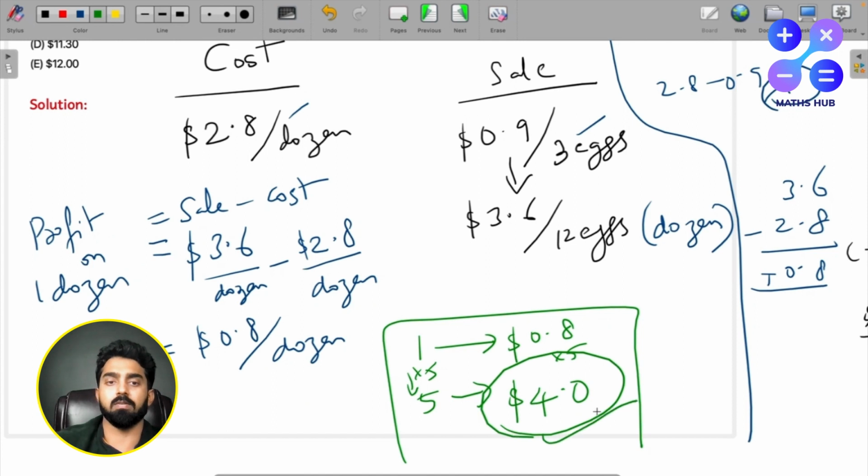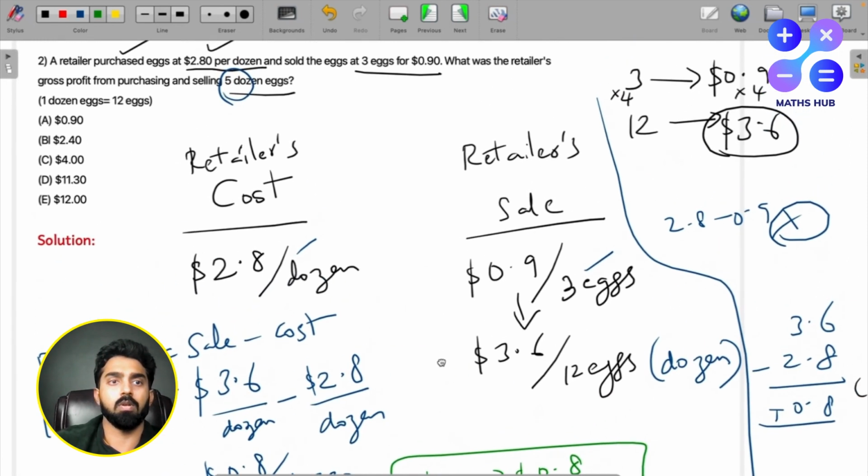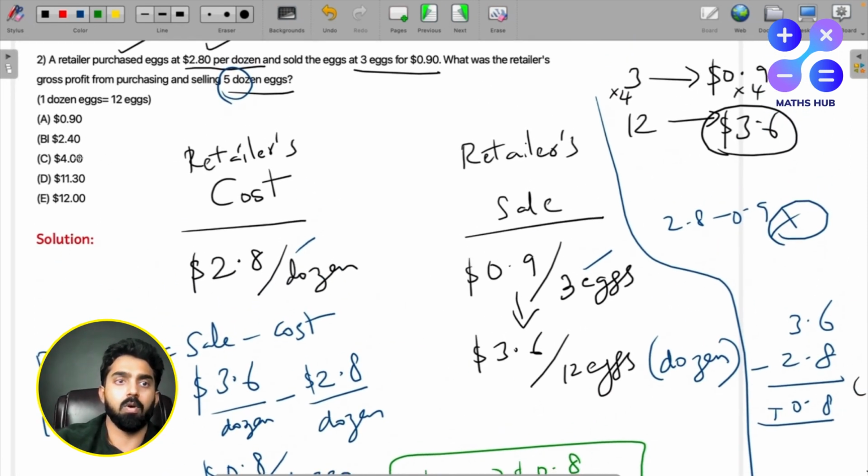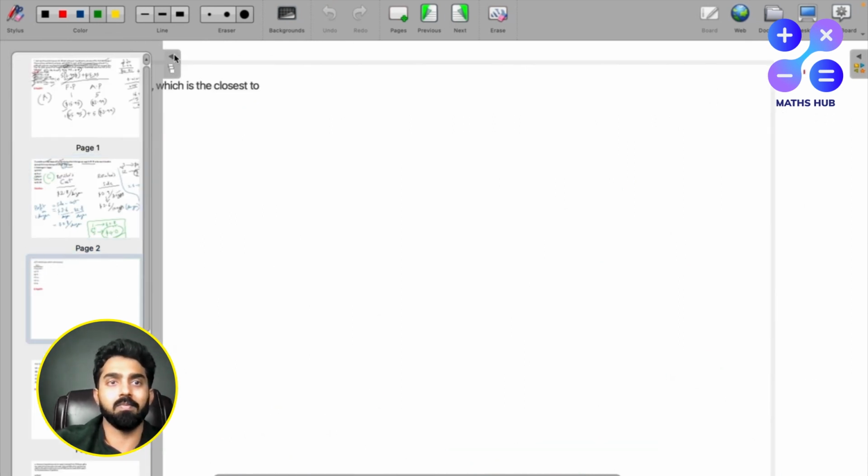So $4 is your answer. So $4 is what option? It's option C. Option C is your answer. C. Great. Let's move to the next question.